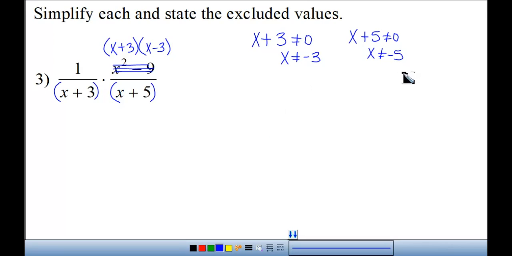Now that I've stated my excluded values, I'll go back and cancel things that are the same or that can be reduced. Remember, when it comes to parentheses, it's all or nothing. I can cancel this x plus 3 with the 1 on top, but I don't see anything else that can cancel. Remember, when you cancel out a numerator or denominator entirely, it doesn't go away, it just becomes a 1. So now, in the numerator, I have 1 times x minus 3. And in the denominator, I have 1 times x plus 5.